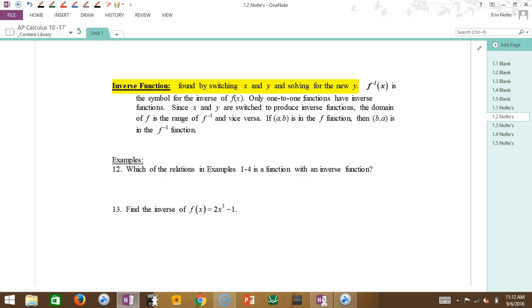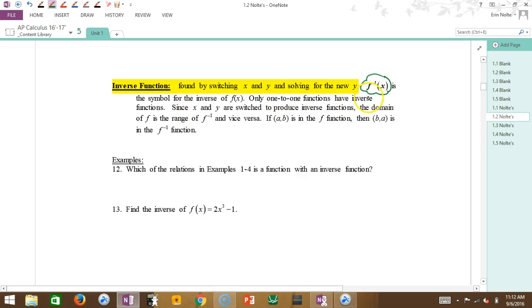If you don't remember, I'll remind you that all you do is switch the x and the y and then solve for y. Here is the notation, by the way, if you cannot remember it. It has a little exponential -1, which signifies that you're referring to the inverse. So this is kind of an interesting thing to read: the inverse of f is this. That's the symbol.